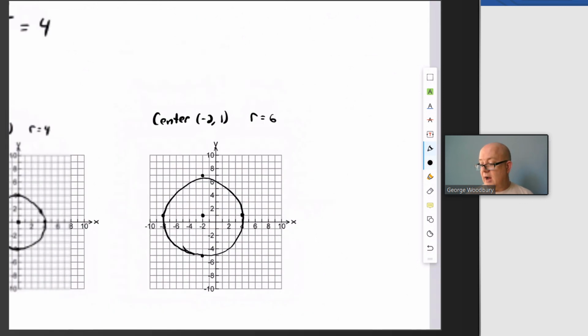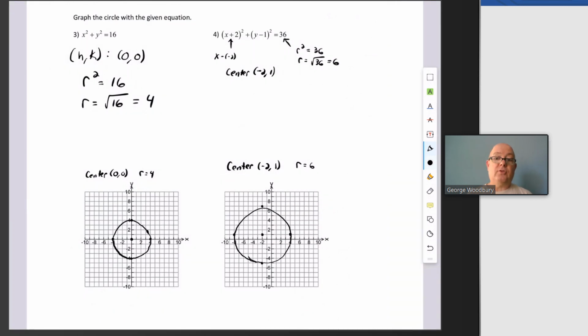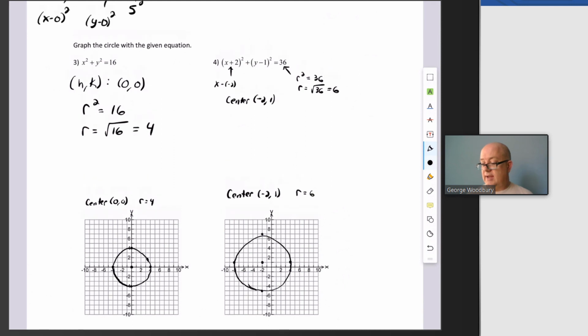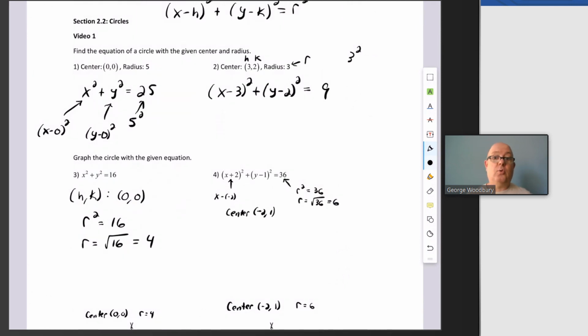Anyway, that is how we graph a circle from its equation. And that's also how we can create an equation if we know the center and the radius. In the next video, we're going to start with equations that are not in this form, but we'll convert them to this form by using completing the square.